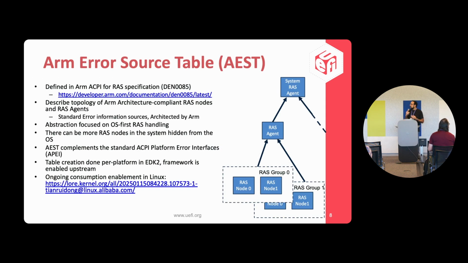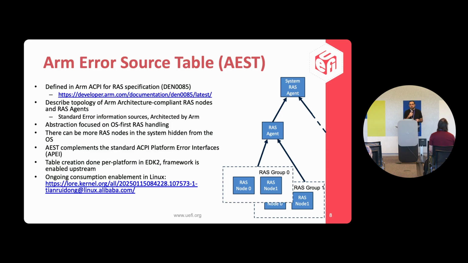The other table that is important to know about, mainly for servers, I guess, is the ARM Error Source Table, or AEST. This is a table that is part of the ARM RAS story, so it's published as part of the ACPI for RAS specification from ARM. That's a table that enables the OS to discover the error sources from hardware.